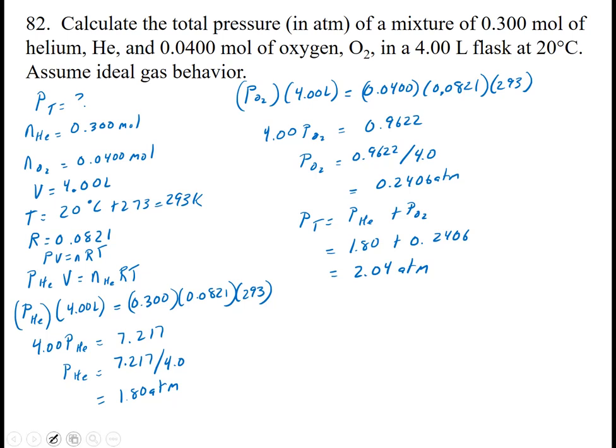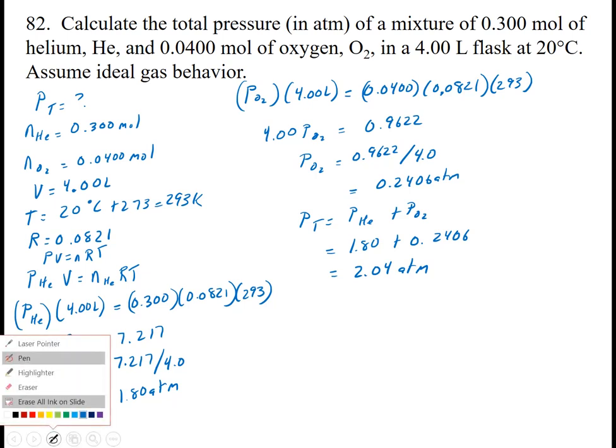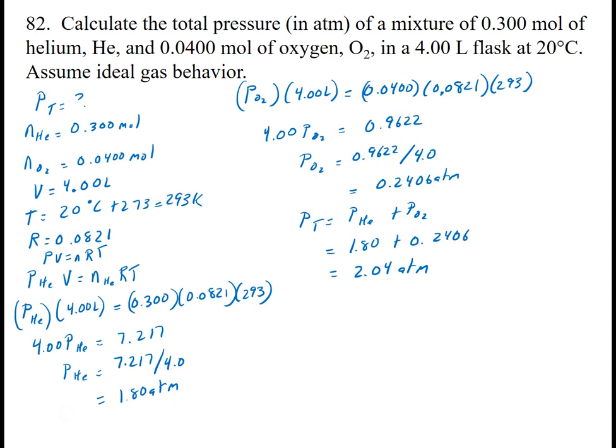All right, there's a much shorter way, and that shorter way involves the fact that I can say that pressure total times volume is n total over RT. Okay, n total is simply my 0.300 for the helium plus 0.0400 moles for the oxygen to give me 0.340 moles.